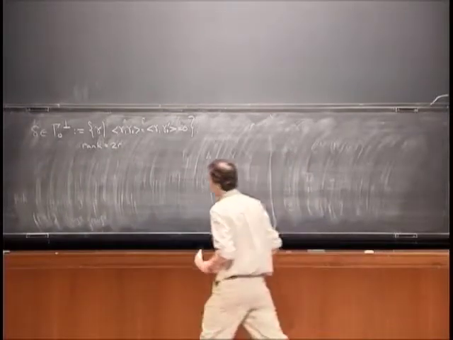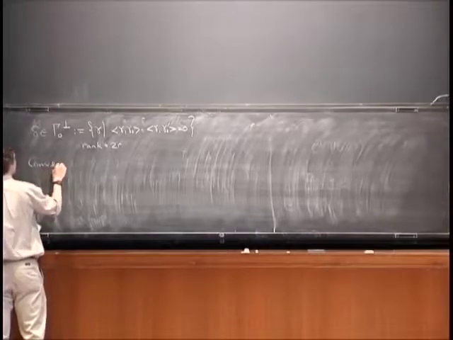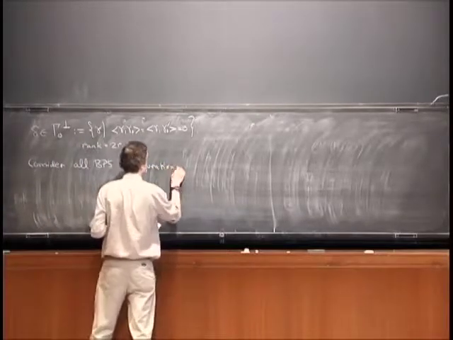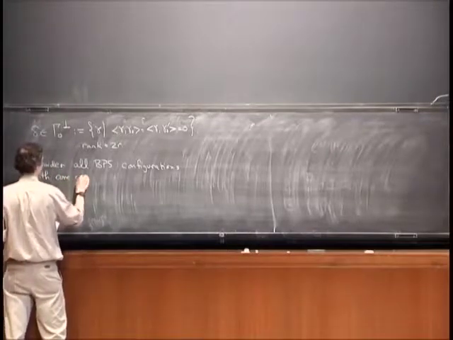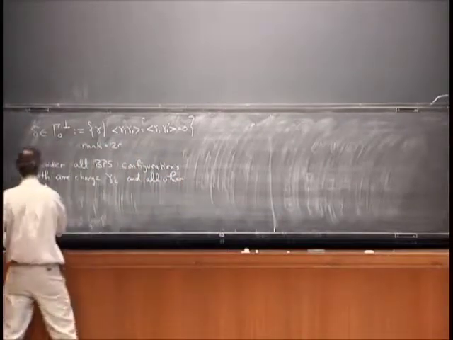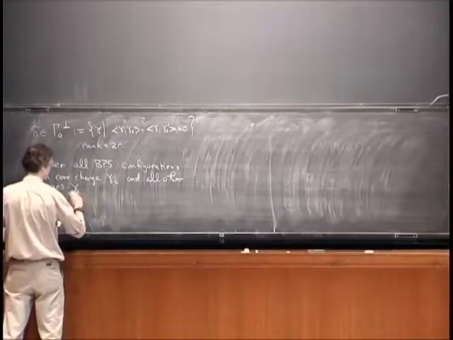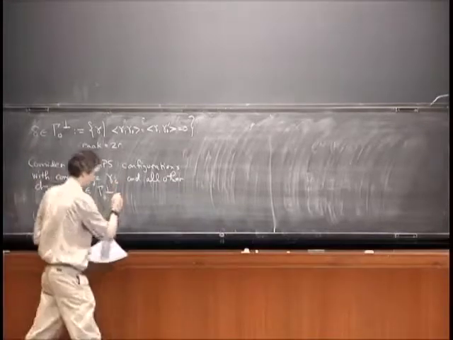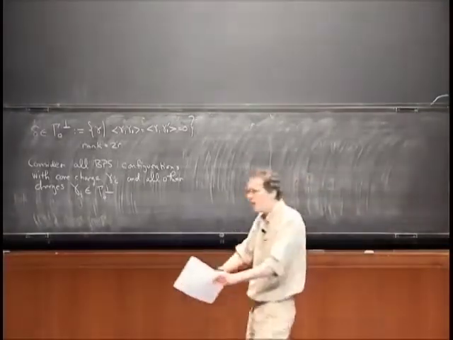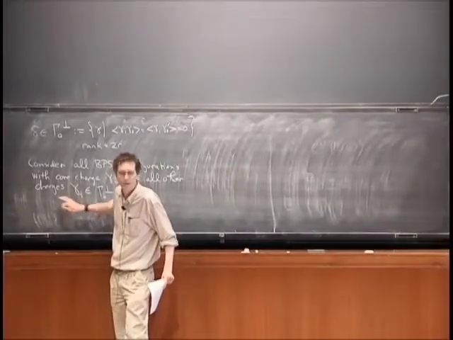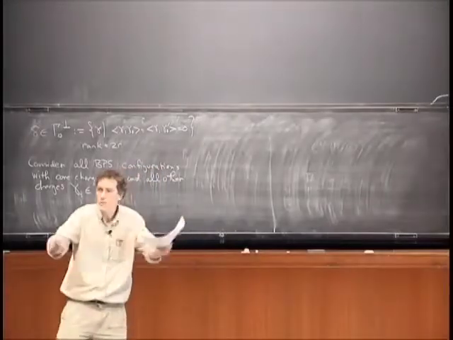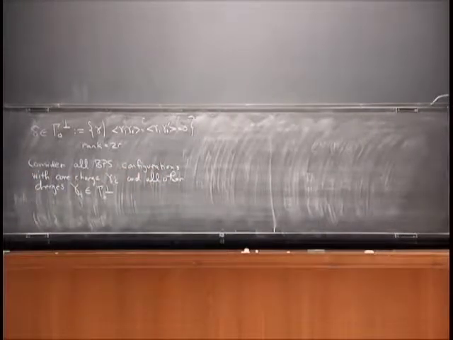Okay. So now I say consider all BPS configurations with core charge gamma C and all other charges gamma I and gamma naught perpendicular. So you see, this is not the kind of halo configuration anymore, because I'm not saying that these are all proportional. They're just all sitting in this orthogonal lattice. They could have non-zero inner products among themselves. So now if we go and try to solve these constraints on the centers, it's going to be very complicated.